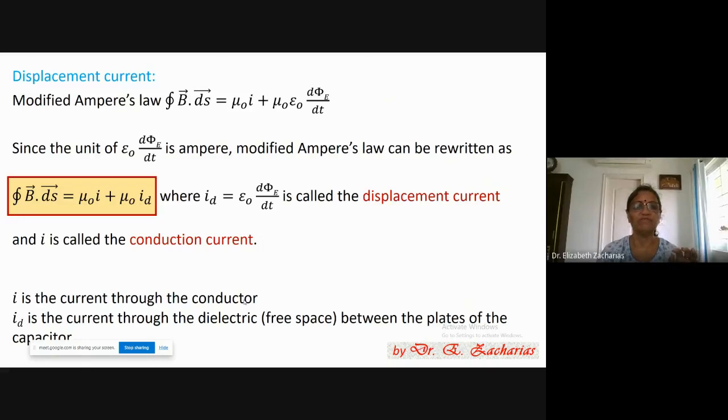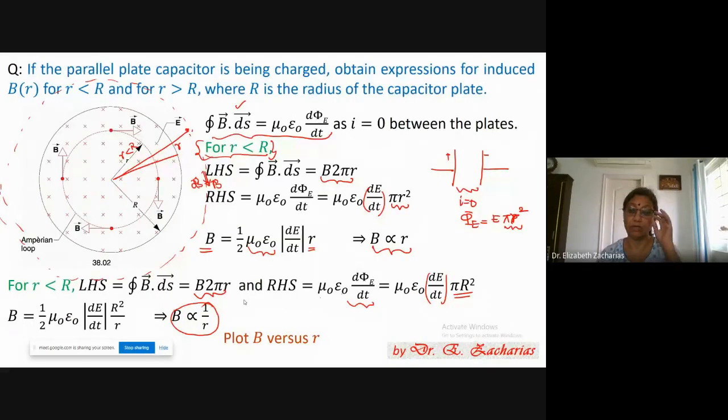Now if you were to plot the induced magnetic field versus distance, what would you get? Till you reach capital R, you are finding that the magnetic field is directly proportional to r, so a straight line. Then once you reach the surface, after that it falls off as 1 by r.